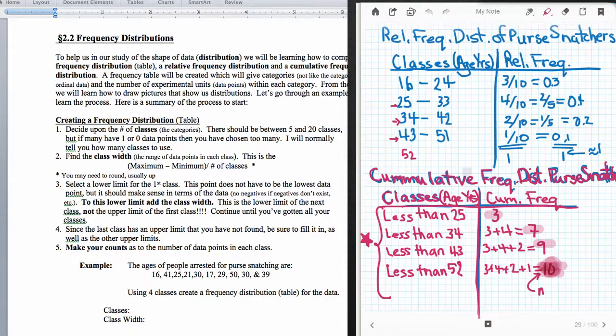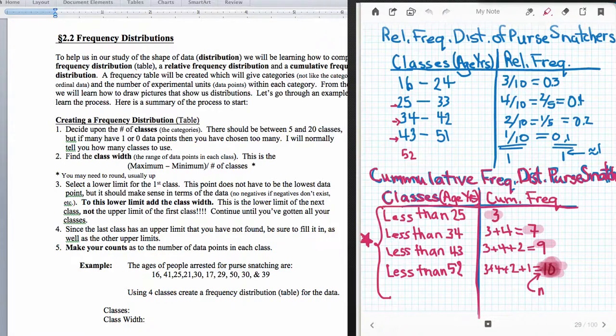And then finally, with our cumulative, we're seeing that most crimes, by the time we get to 34 years old, anybody less than 34 years old, 7 out of the 10 that are total here are going to be committing the crimes. So you can start to see where the majority of the data stacks up. What I take away from this cumulative frequency distribution is that purse snatchers are young.